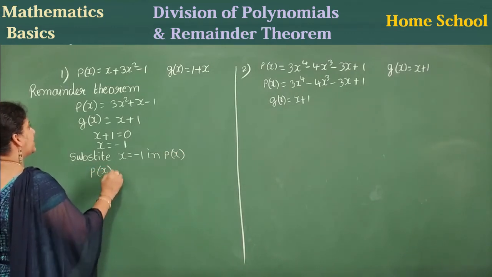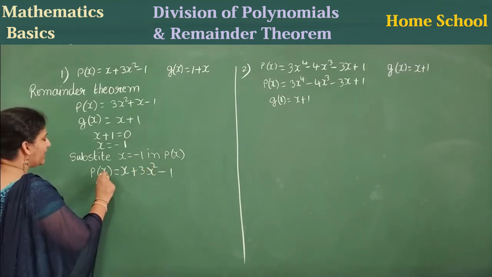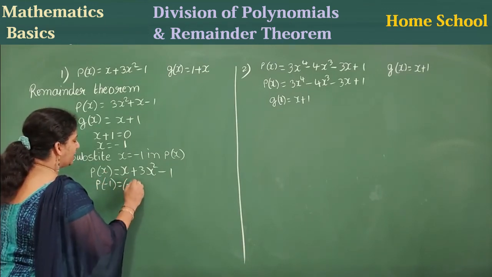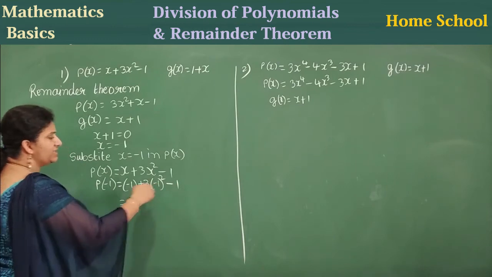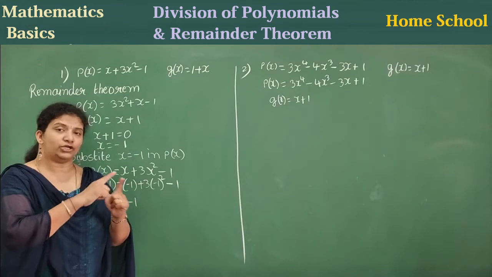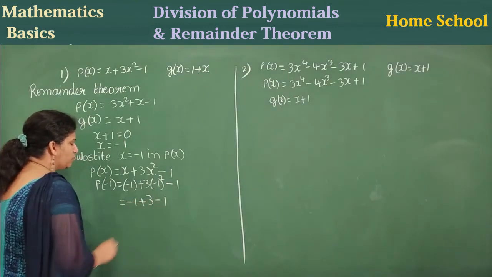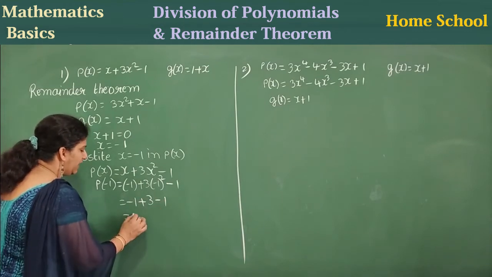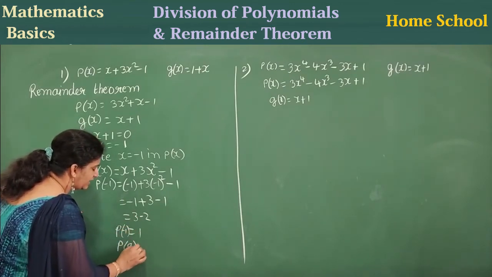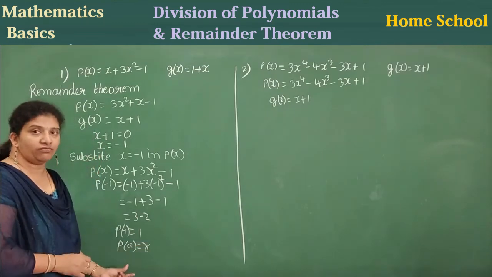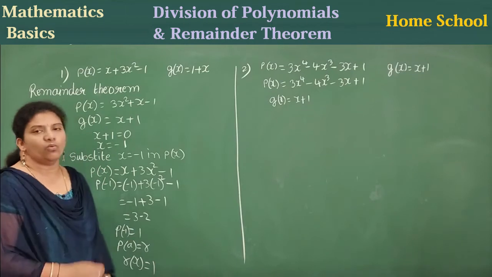That is, P of x is equal to, again, if you want, you can rewrite the polynomial or directly you can substitute. In the place of x, I will write minus 1. That is, minus 1 plus 3 into minus 1 whole square minus 1. Minus 1, 2 times if you multiply, what happens? Minus into minus plus, 1 into 1, 1. So that will be 3 into 1 will be 3 minus 1. So now 3 minus 1 will be 2, so 3 minus 2, 1. That makes P of minus 1 equal to 1. Or I may write it as P of a is equal to r, where r is the remainder, that is r of x is equal to 1 is your answer.